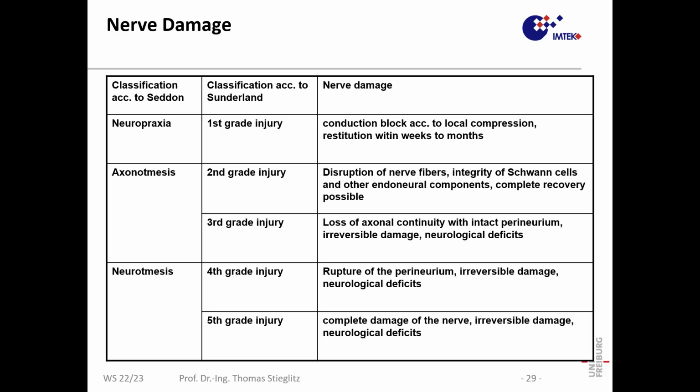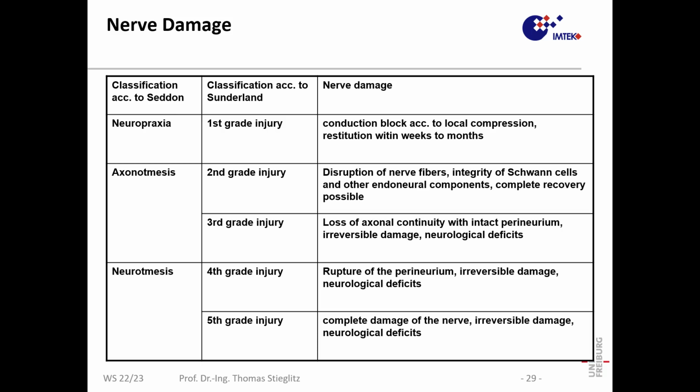It's just compression. If the compression gets more serious, you might have disruption of the nerve fibers, but they're still in their Schwann cell sheaths. This is then axonotmesis. That can be also very serious compression. So accidents where you have a traumatic impact on your nerves or on your spinal cord, sports accidents, for example. Then there is a possibility of complete recovery.